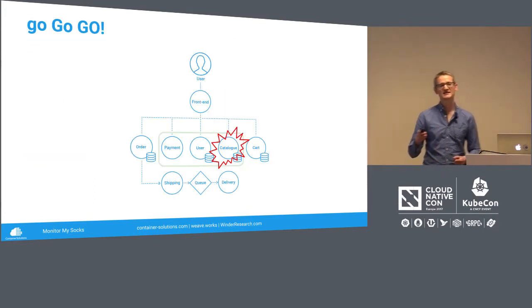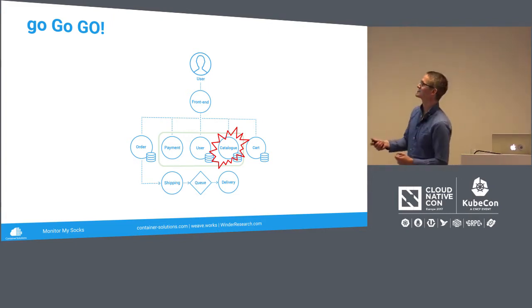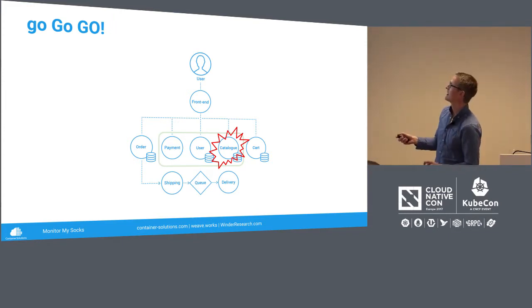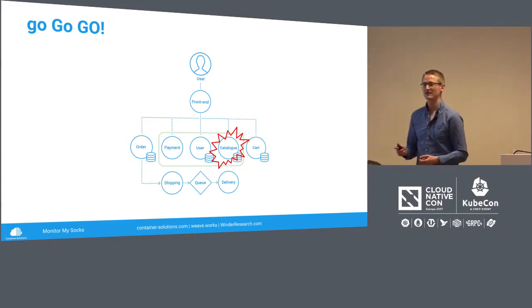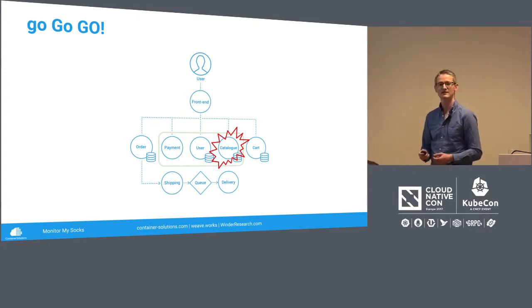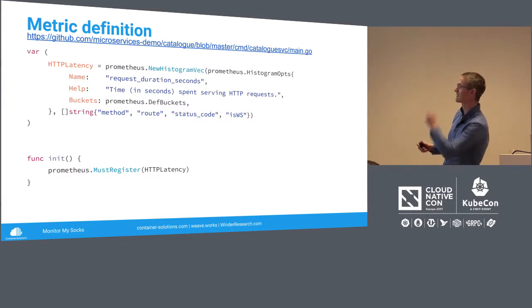But first, because this is a more Go-friendly conference than Java, we're going to look at Go first. The project has three Go services. The payment, user, and catalog services are all written in Go. And the one I'm going to look at right now is the catalog, because it's one of the simplest. It's backed by a MySQL database that stores the data. I'm going to look a little bit at the code now.